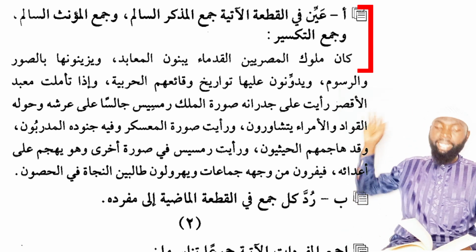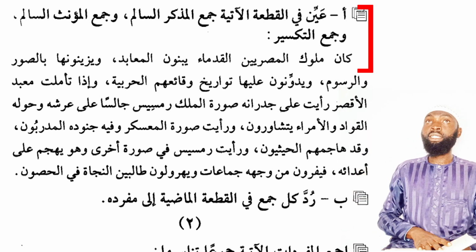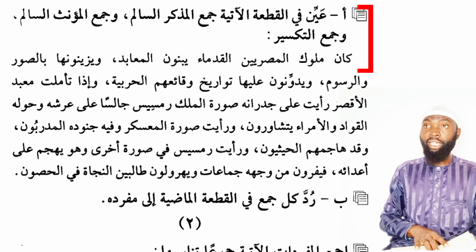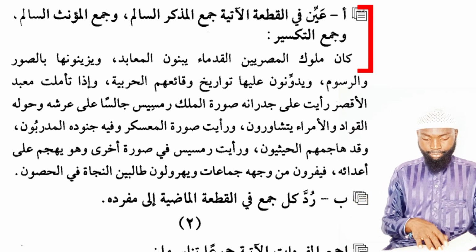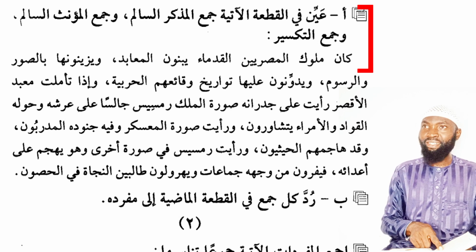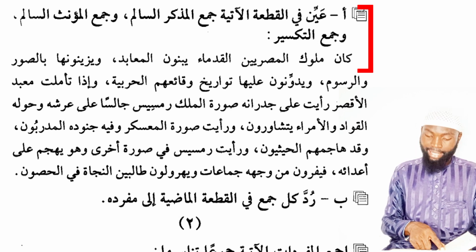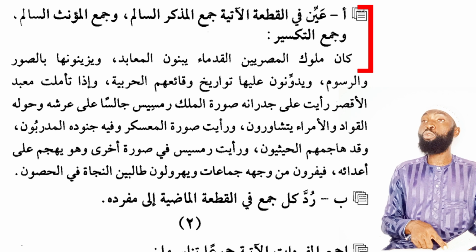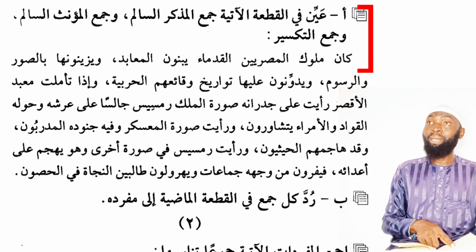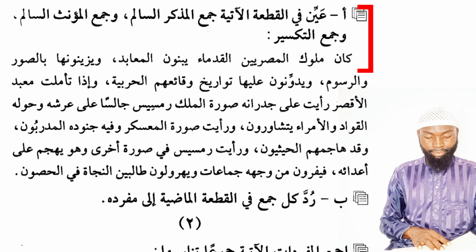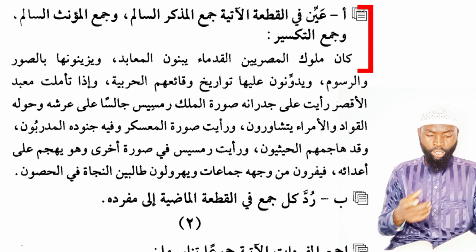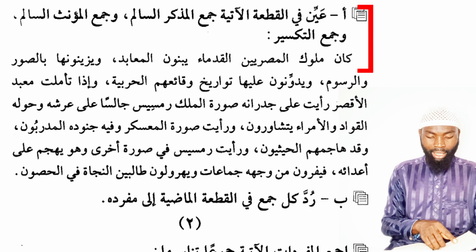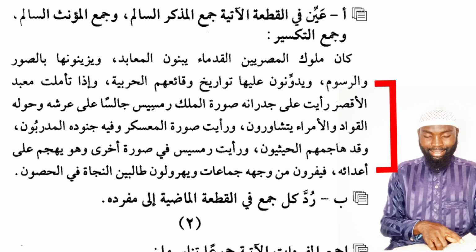The ancient kings of Egypt, they used to build worship houses or shrines. So look at the word here, al-misriyina, this is jam'u mudhakkar salim. Al-qudama'u is jam'u taksir. Then al-ma'abid is also jam'u taksir. They used to design these places with pictures and drawings. So look at the word as-suwar, jam'u taksir, ar-rusum, jam'u taksir.